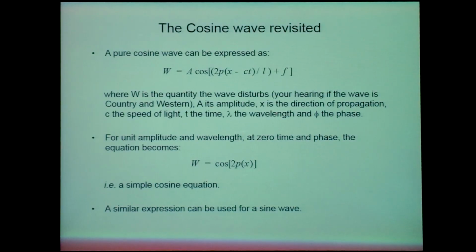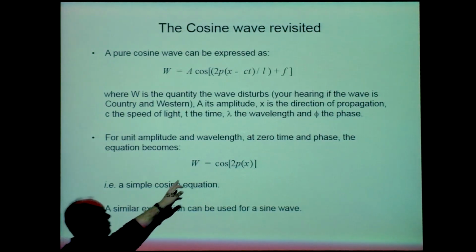So let's revisit the cosine wave here. A pure cosine wave can be expressed with W being the quantity the wave disturbs, whether that is sound, whether it's water, whether it's electrons in the atom. It can be expressed by the amplitude, a function of the direction of propagation, the speed of light, the time, the wavelength, and the phase. And that P is phase there.